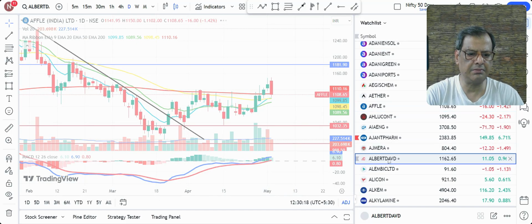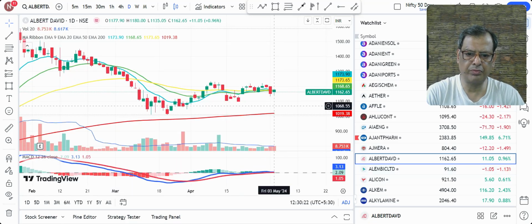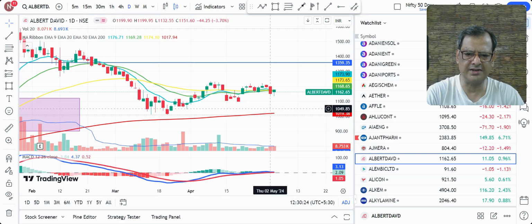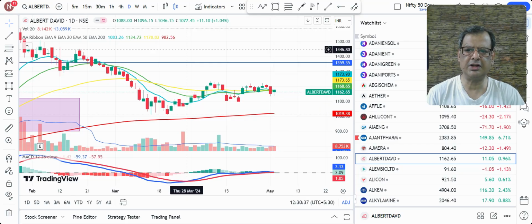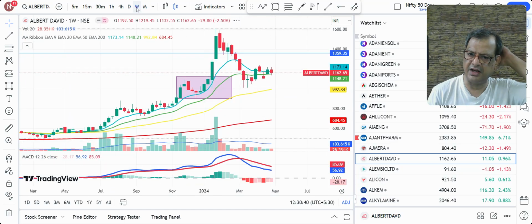Now let's look at Albert David because it's showing green here. I'm on the daily time frame. So it's green here, it's red here. And of course, this is 30th April. So let's go for the weekly candle. Now this is green, fine. And I'm not suggesting that you take an entry here. But what I'm going to tell you is, let's look at the weekly time frame and see whether we get a green or a red.